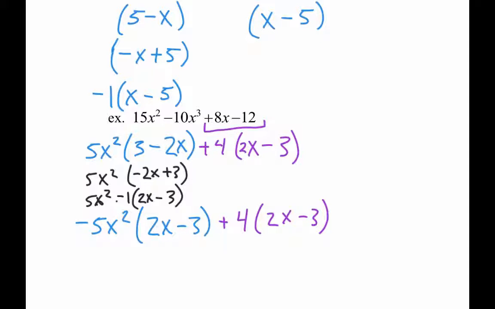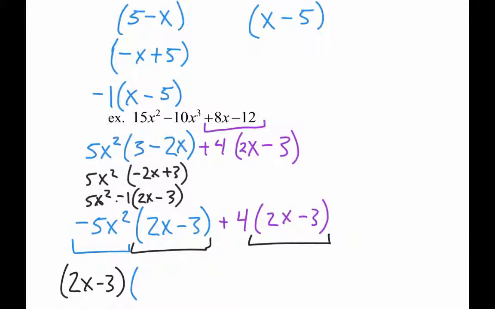But then the last part, if we want to factor by grouping, I have this here in the first term, exact same thing in the second term. So I'm going to pull out a 2x minus 3. And when I do that, I'm left with this first part in the first term, minus 5x squared. And I'm left with this plus 4 in the second term, so plus 4. And we're done.